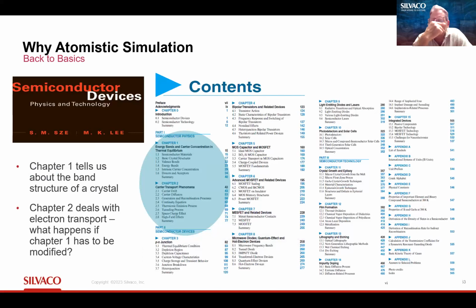So to try to answer this question, let's first of all get back to the roots and take a look at the Z. When you look at the Z, the first chapter is about energy band, okay? Which tells us about the band structure of a crystal. And it is based on this effective mass theory. And the effective mass theory is actually what we use in TCAD tools. Every other chapter is more or less about transport and application. Okay, so let's first of all look at this effective mass concept.